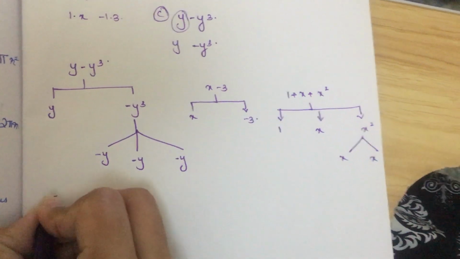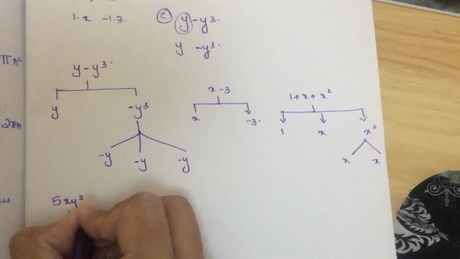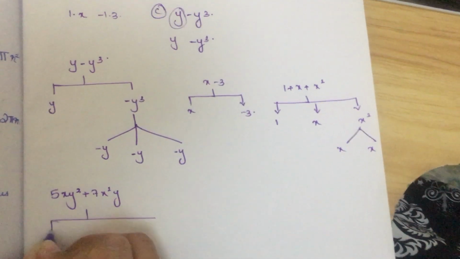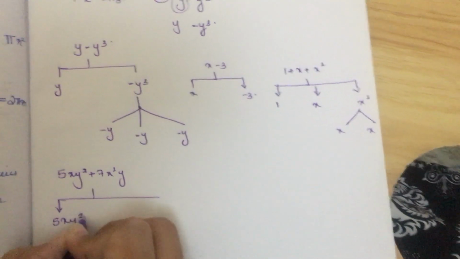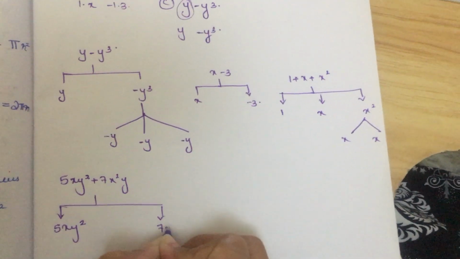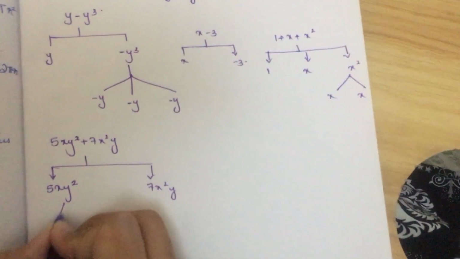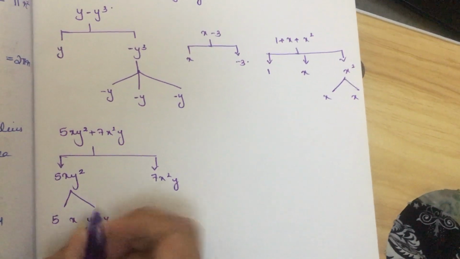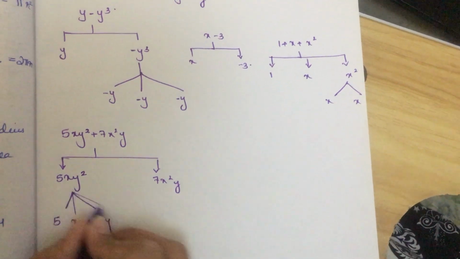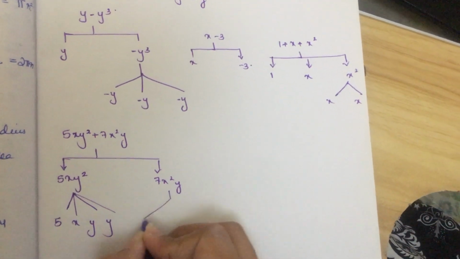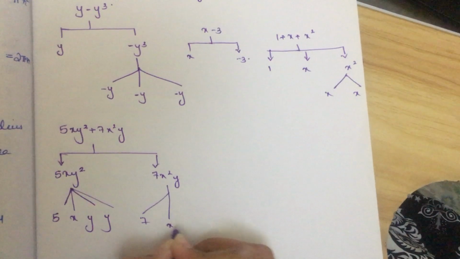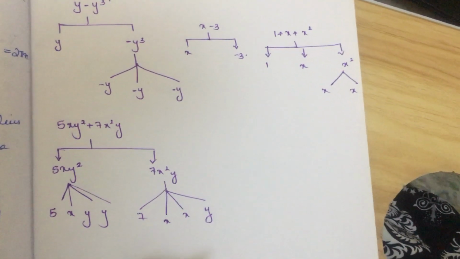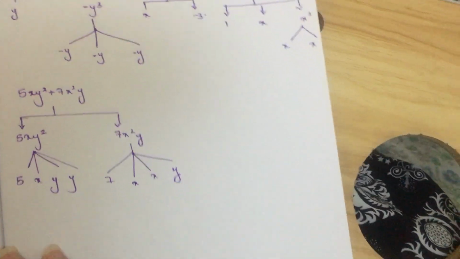Then it is 5xy square plus 7x square y. Two terms are here, 5xy square and 7x square y. Then this can be further written as 5 into x into y into y. Okay, 5, x, y and y. Now this can be further written as 7 into x into x into y. This is how you represent it in the tree diagram format. The remaining one, you have to do it.